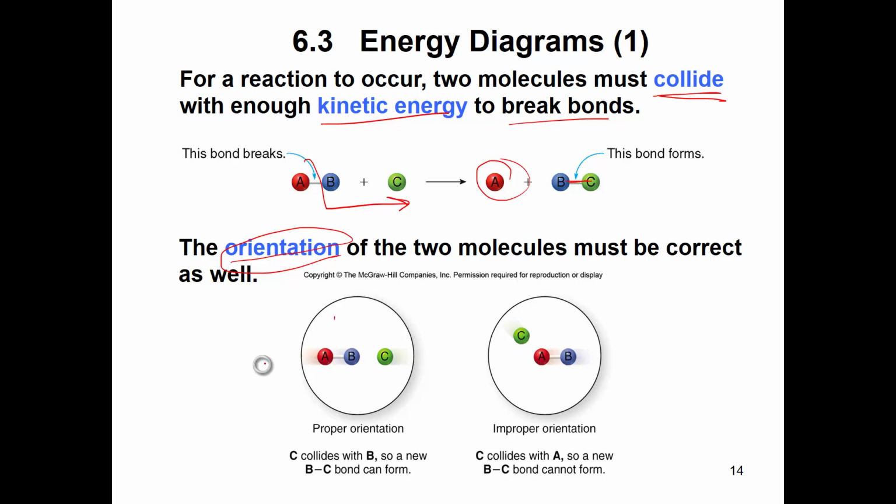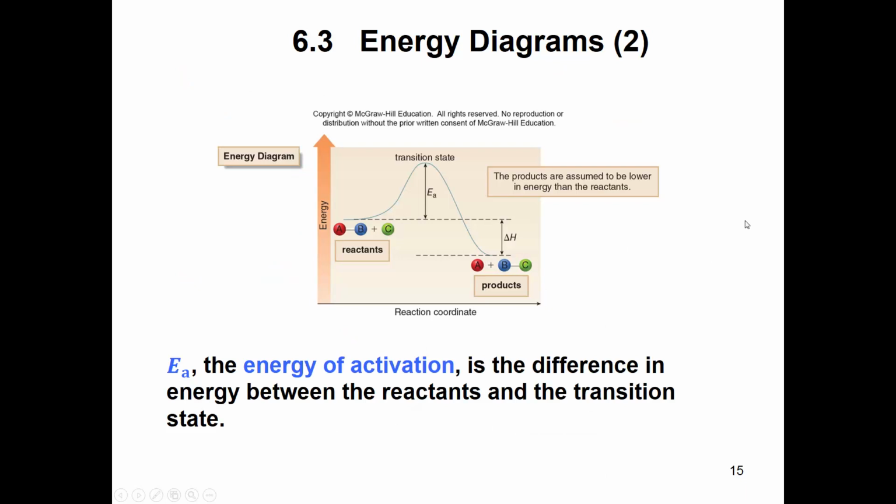So if it hits at the right angle, okay, to knock that off, then it would break the bonds and then allow this bond to be made. If it hit at kind of a wrong angle to the side or whatever, then it may not be enough force for that to happen. So the two things that must occur for the reaction to begin: you have to have enough energy to break the bonds, and you have to collide with the right orientation, the right angle.